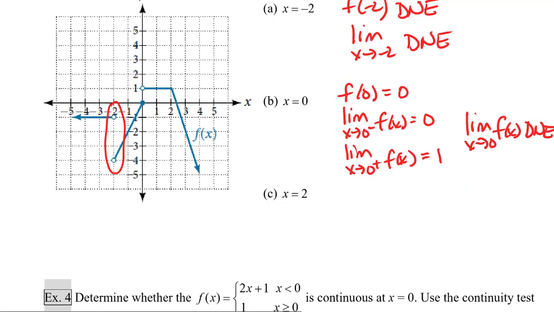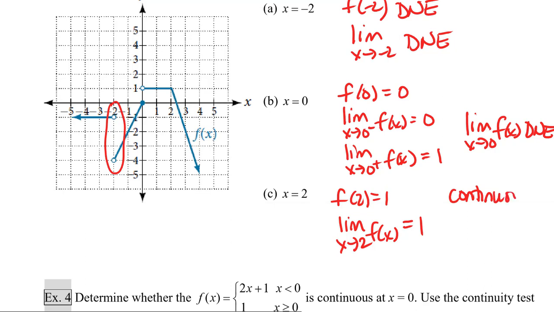When we look at the point at x equal to 2, we can see that f of 2 is equal to 1, and we can see that the limit as x approaches 2 of f of x, we are approaching 1 from both the left and the right. So at x equals 2, we are continuous because f of 2 is equal to the limit as x approaches 2 of f of x.